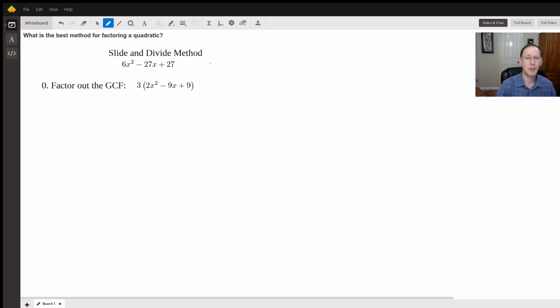Then the next step is going to be to slide the leading term out of the quadratic that's left after we factor out the greatest common factor, which in this case is the 2. And so the first step of the slide and divide method is to slide. What are we sliding? We're sliding the leading coefficient 2 over to the constant. And that's going to give us an 18.